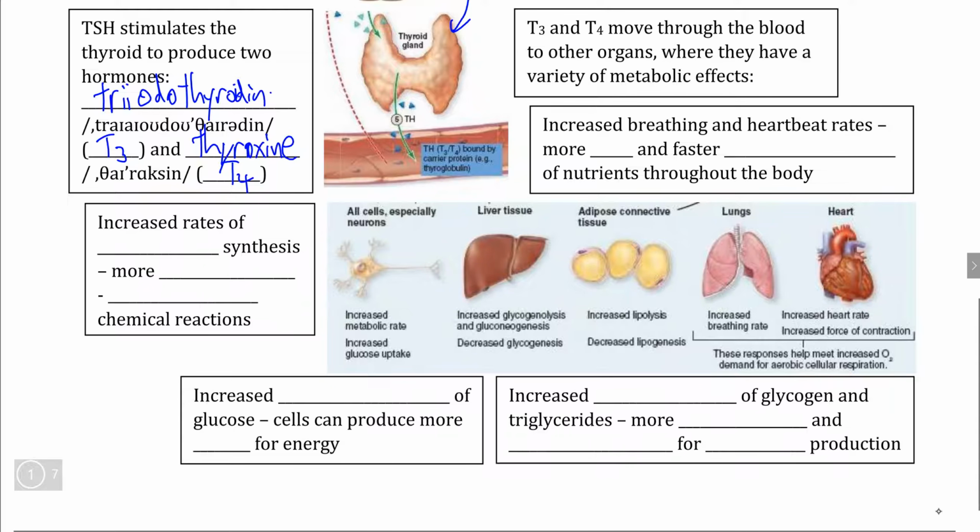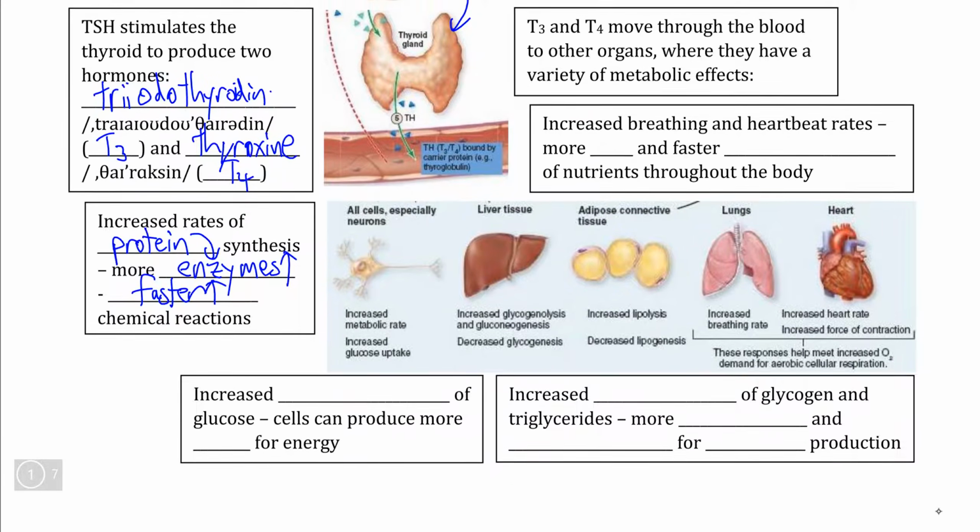Now, T3 and T4, once they've migrated through the blood to basically any other cell in the body, will stimulate an increase in protein synthesis in pretty much every cell. Why is this important? Well, as we know, most of the biological catalysts in the body, enzymes, are made of protein, and the more enzymes we have, that means the faster chemical reactions can occur, specifically the chemical reactions that relate to energy production.